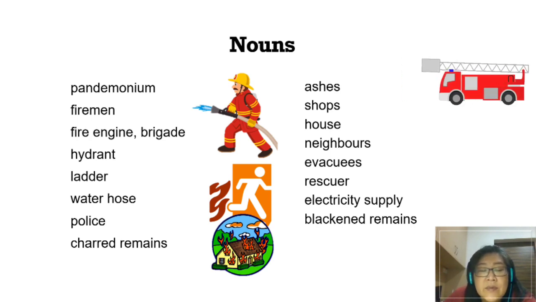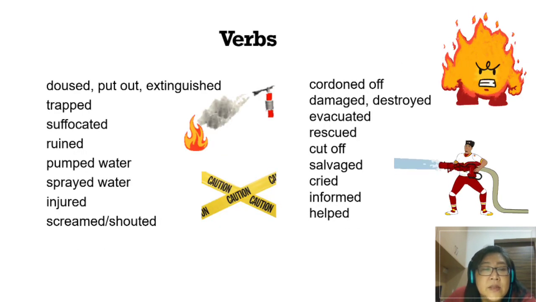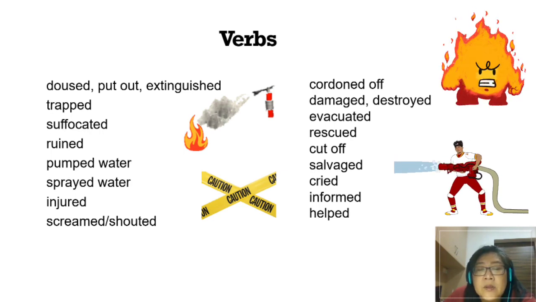Blackened remains are the same as charred remains. And we have verbs such as douse, put out, extinguish, trapped, suffocated, ruined, pump water, sprayed water, injured, screamed, shouted, cordoned off, damaged, destroyed, evacuated, rescued, cut off, salvaged, cried, informed, helped.